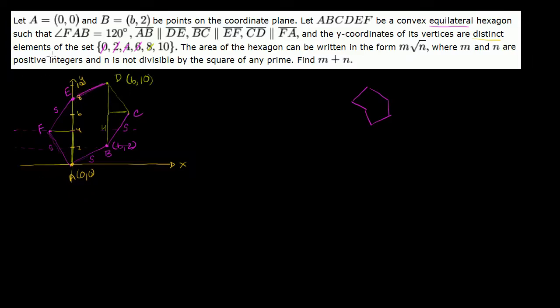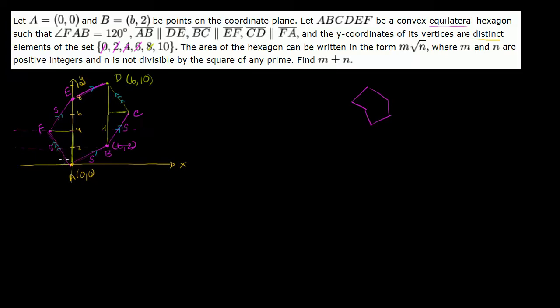And all this parallel line information they told us: AB is parallel to DE. And this is kind of obvious here. BC is parallel to EF. And then they say CD is parallel to FA. And the way that we drew it, it looks pretty clear that that is the case.